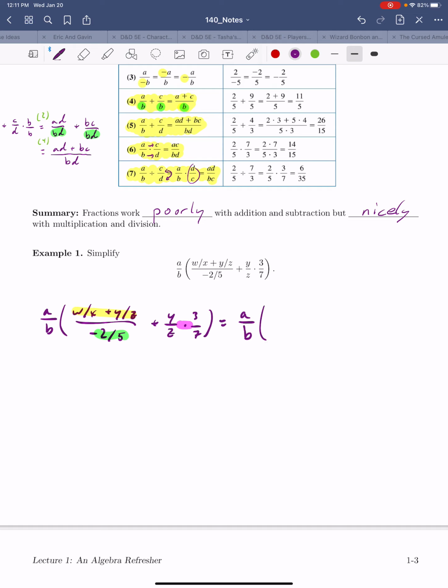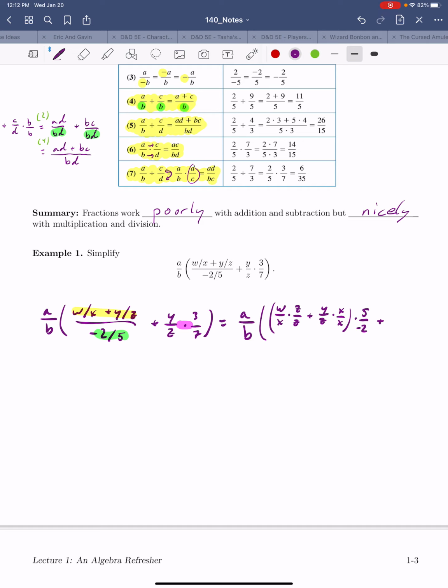And then this is going to be times, let's see what we've got. W, so I notice I have w over x. I need to have the z in the denominator, right? So I have w over x times z over z plus y over z, but I need that x in the denominator, so I multiply by x over x. And now we're dividing all of this by negative 2/5, but maybe I'll instead multiply by 5 over negative 2. Right, because we know that that's coming.